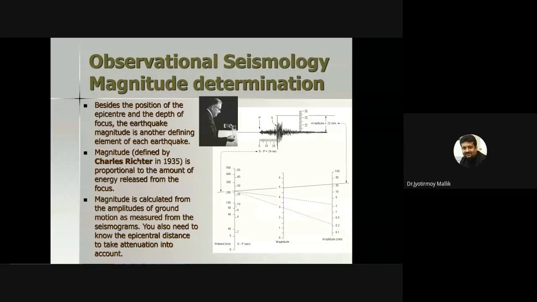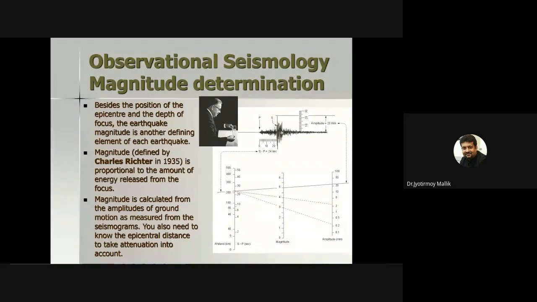So magnitude defined by Charles Richter is proportional to the amount of energy released from the focus. So it's a very important parameter that is a direct manifestation or indication of how much seismic energy, or strain energy, which was accumulating before the earthquake, has been released. Okay? So magnitude is calculated from the amplitude of the ground motion as measured from the seismograms. Okay? You also need to know the epicentral distance to take into account.